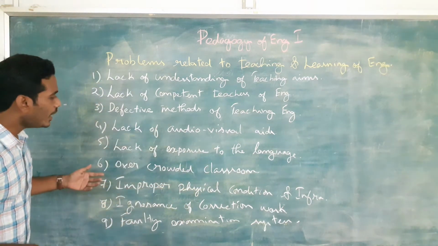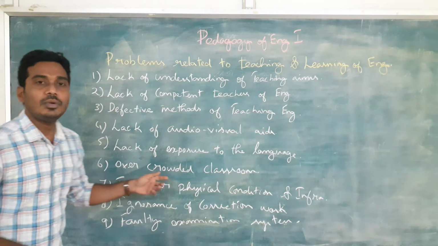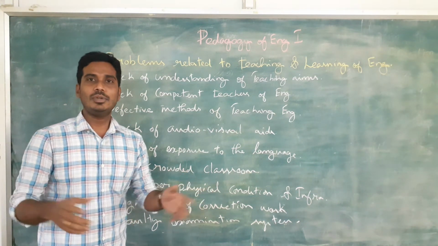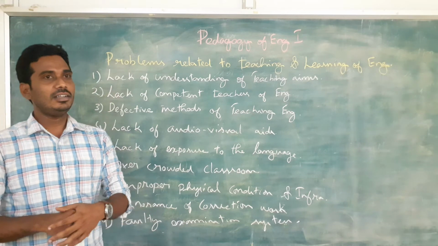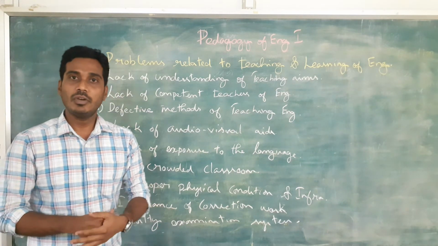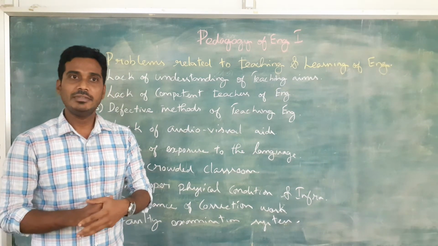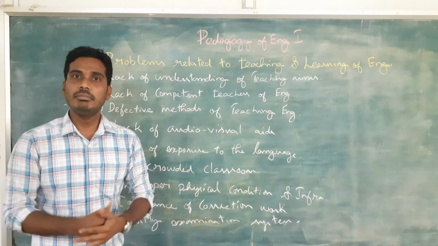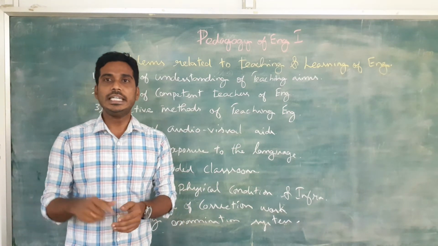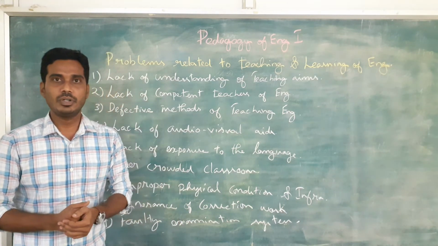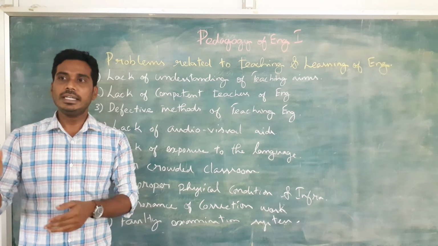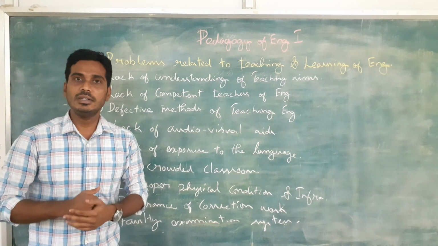Okay, and then the next one is overcrowded classroom. This you can see in most of the schools: the classroom attendance will be more than 40. If the students are more than 40 in number, you cannot concentrate on individual students. That is very, very important, no? You have to concentrate on each and every student in all the classes.